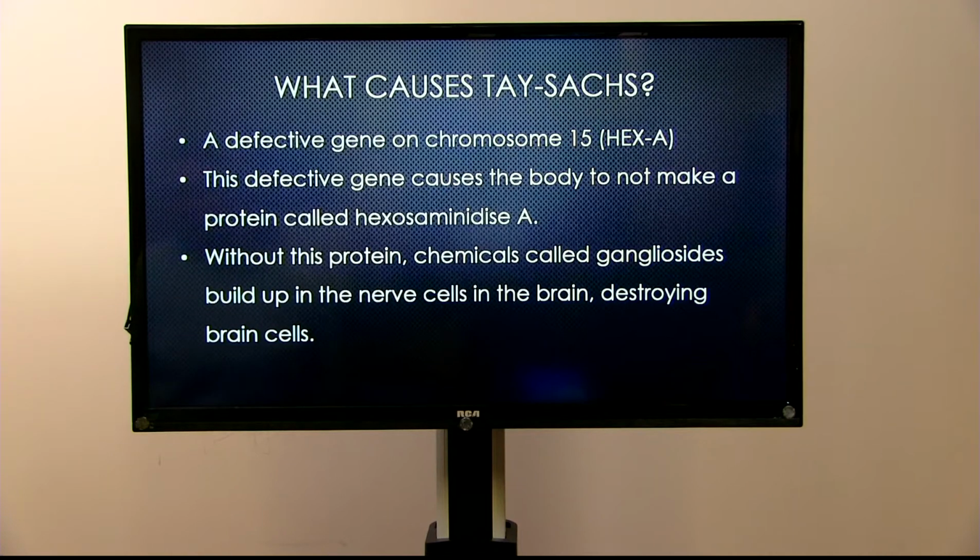What causes Tay-Sachs? A defective gene on chromosome 15 called HEXA. This defective gene causes the body to not make a protein called hexosaminidase A. Without this protein, chemicals called gangliosides build up in the nerve cells in the brain, destroying brain cells.